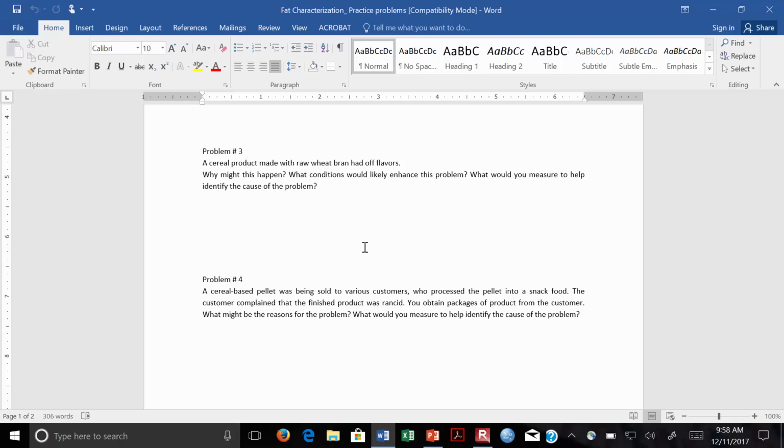Frying oil. So you want to collect a sample of their frying oil, that's one thing. And then what else will you want to check? Yeah, permeability of their packaging. You would check their packaged product for permeability to oxygen, and then you test the product in the package. So you will test your pellet, you test your oil, you test the permeability of the package, and then you test the final product.